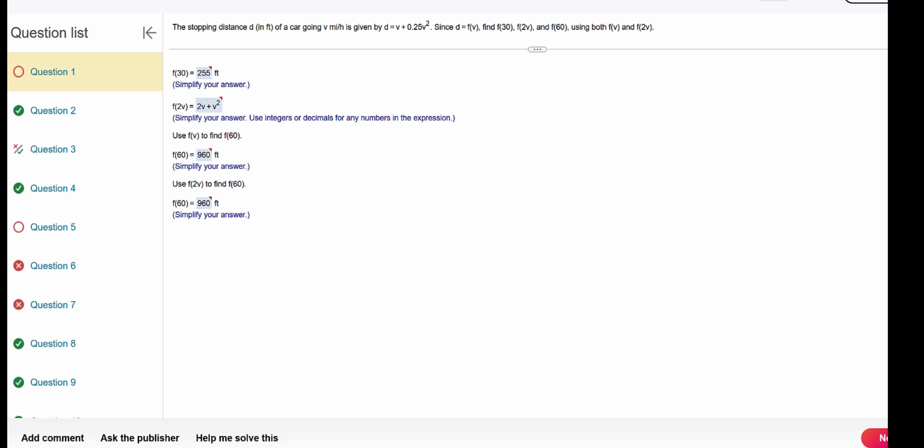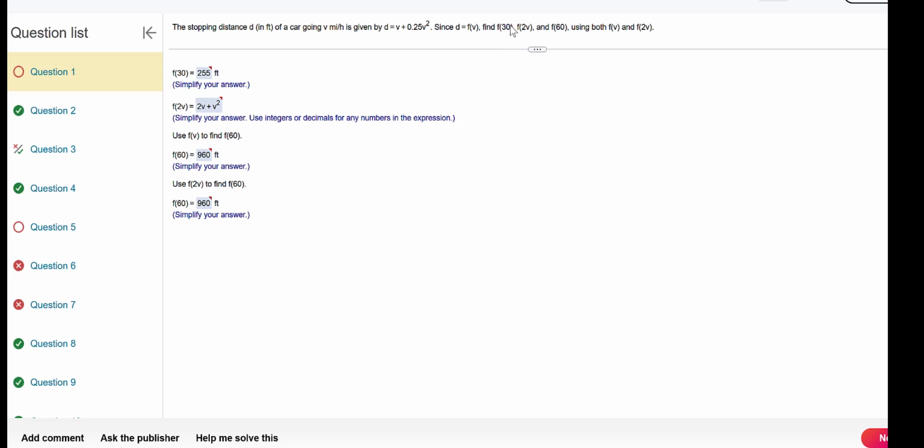Hello, I wanted to make a video to go over some parts of the midterm skills review. So I'm looking at question 1, and for this question, it looks like a word problem, but the only thing they're asking us to do right here is to evaluate the function at 30. So when v equals 30, what is the function equal to?